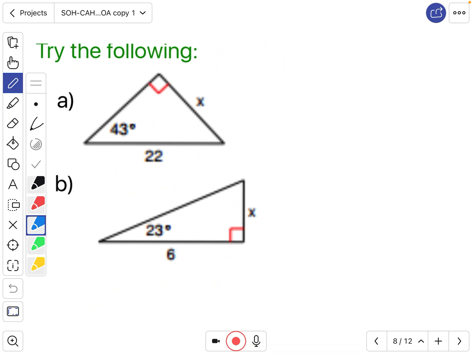So here's your chance to try a couple before we move on to the last part of today's lesson, which is on solving angles. Take a moment, pause the video, try the best you can on here, and we'll go over these in a few seconds. Good luck.